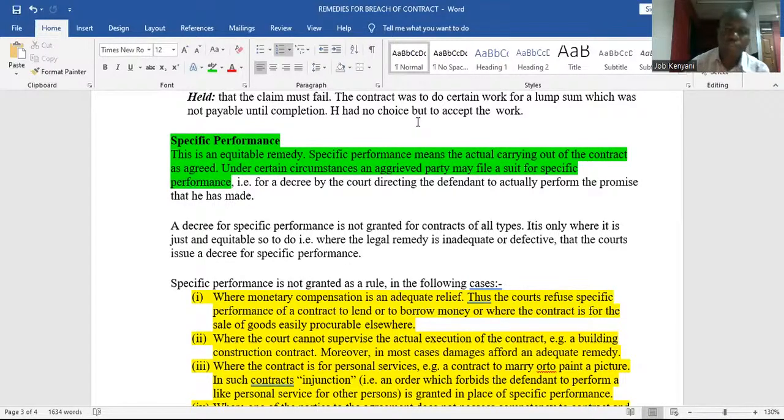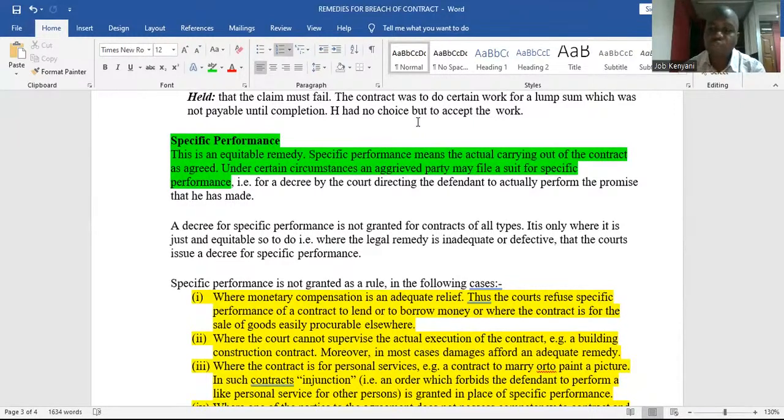But you're saying it is not always a good remedy in all circumstances. Where the court sees that, for example, monetary compensation can be enough relief, they don't go for specific performance. They just go for compensation, or monetary compensation.